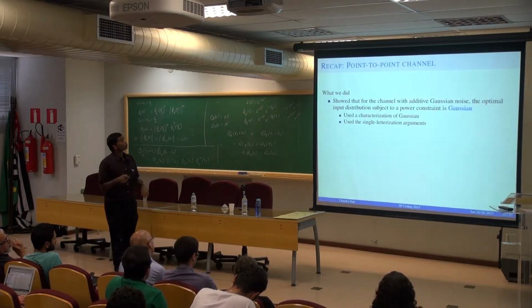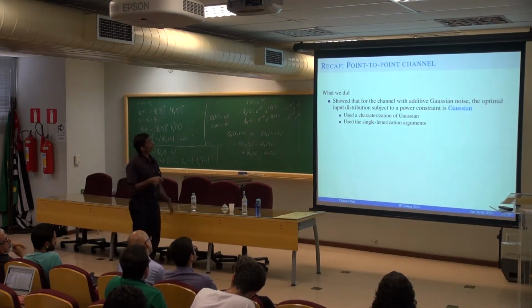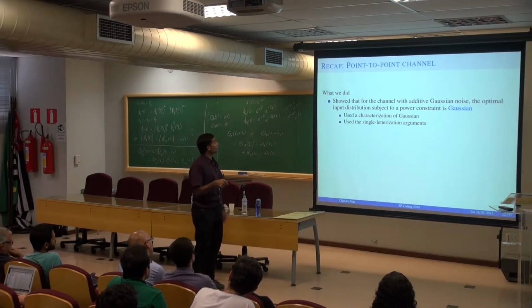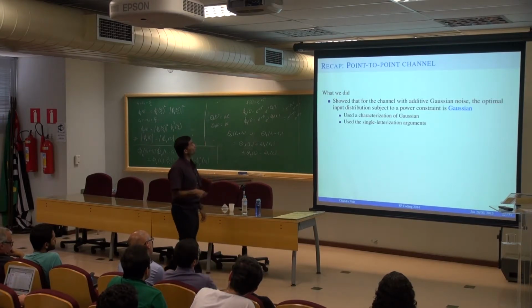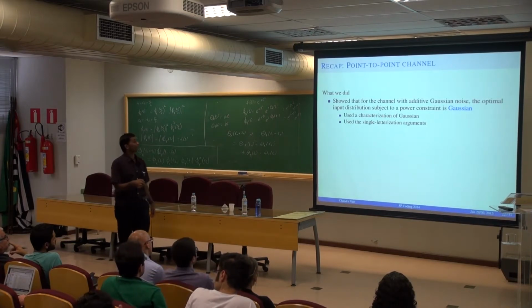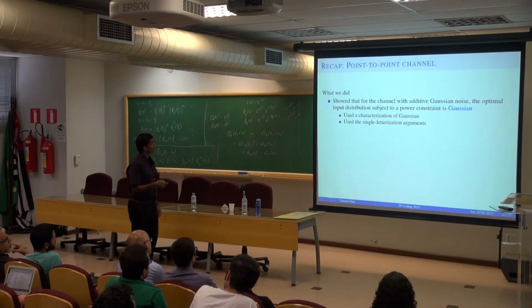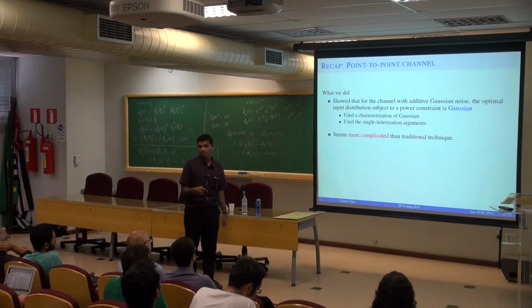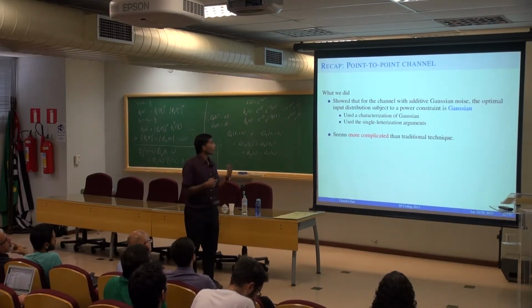So what did I show? I showed for a point-to-point channel, a channel with additive Gaussian noise, that the optimal input distribution subject to a power constraint is Gaussian, using the characteristic function of Gaussian and single-letterization arguments. It seems more complicated than the traditional technique. Why do I say seems?